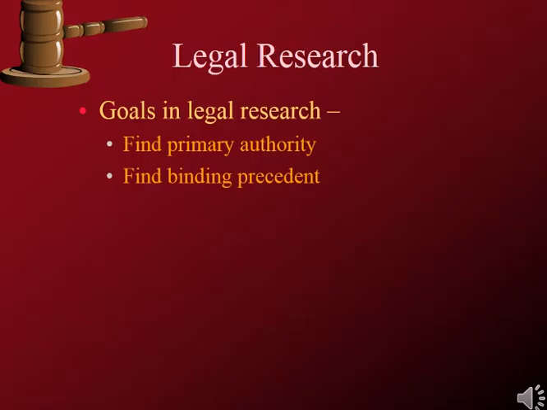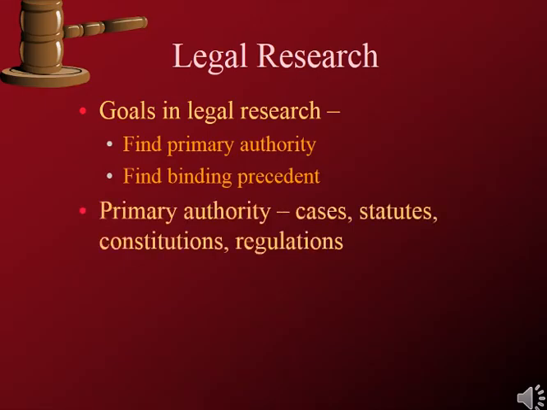One important concept that I'll probably be repeating throughout our time together is that there are two main goals in legal research: to find primary authority and binding precedent. Now, even though that seems simple enough, it's very easy to get excited about a secondary source or something that's a great case with a great fact pattern, but it's not binding. Although you can cite to these types of materials in your memo or brief, you really want to have the primary goal of finding the primary authority and binding precedent. Examples of primary authority would include cases, statutes, constitutions, and regulations.